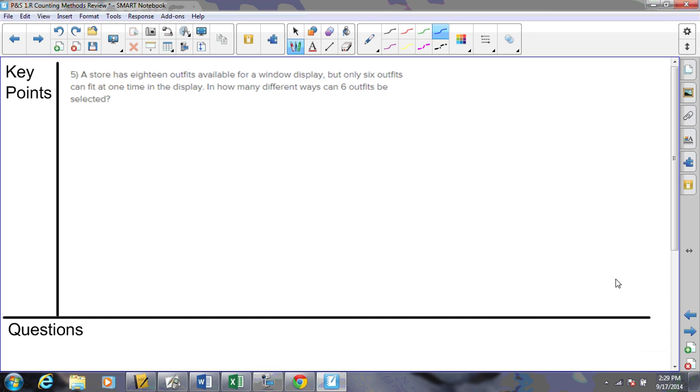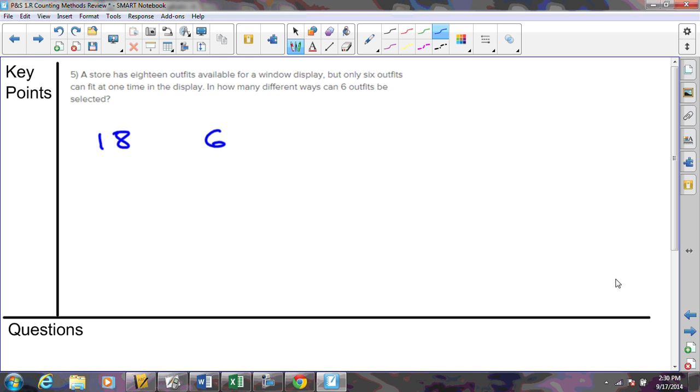For our 5th problem, a store has 18 outfits available. Okay, so 18 available, but only 6 outfits can fit the display at one time. In how many different ways can the 6 outfits be selected? Well, we're starting off, the pieces that you should recognize, there are 18 available, 6 of them will be put on display.